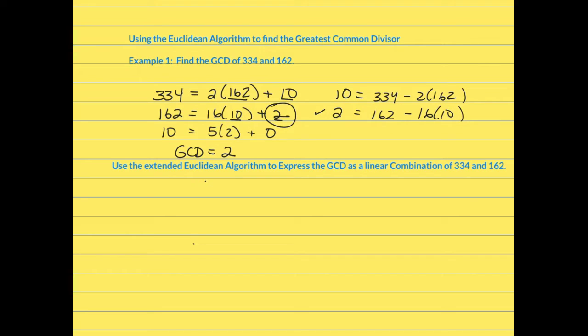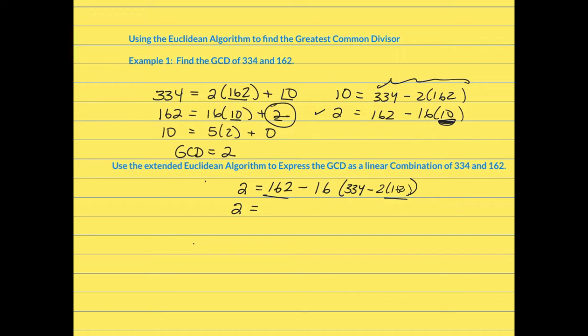We're going to rewrite that, except we're going to take the 10 out and replace it with this new name for 10. So I've got 2 equals 162 minus 16 times 10, where 10 is 334 minus 2 times 162. And then we're going to combine like terms. So I've got 162 here, and I've got 162 here. I want to combine those two.